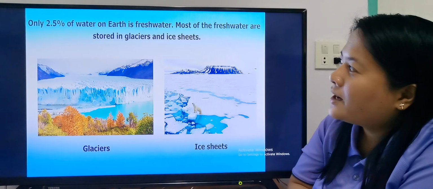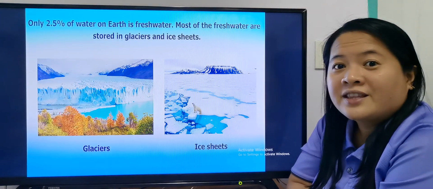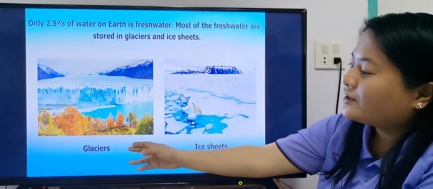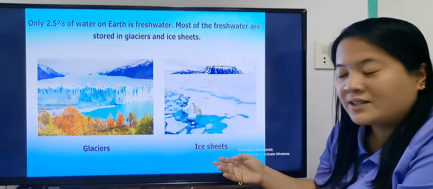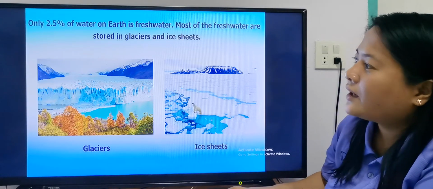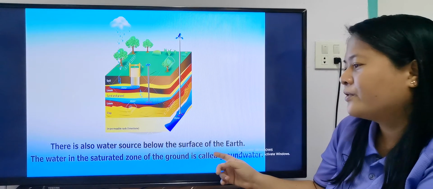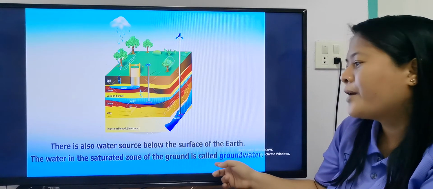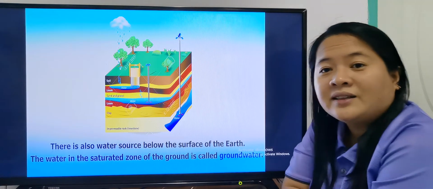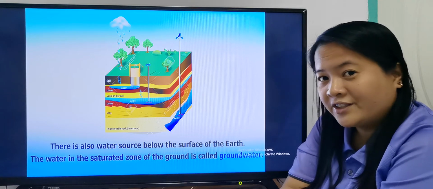We also studied that the 2.5% of the water on Earth that is fresh water is mostly stored in glaciers and ice sheets. We already studied the difference between the two last meeting. There is also a water source beneath the surface of the Earth. It's called groundwater. Last meeting, Teacher Yuri already showed you a video about groundwater. I hope you already understand it.